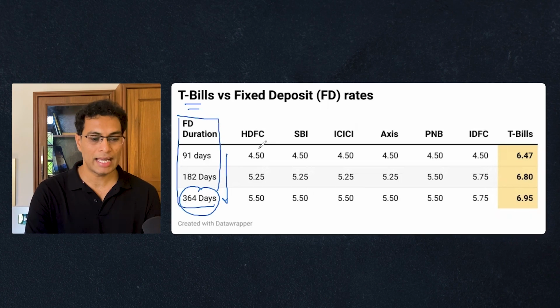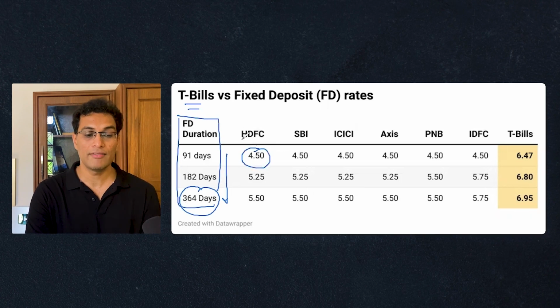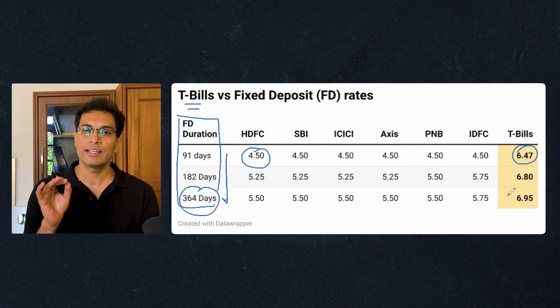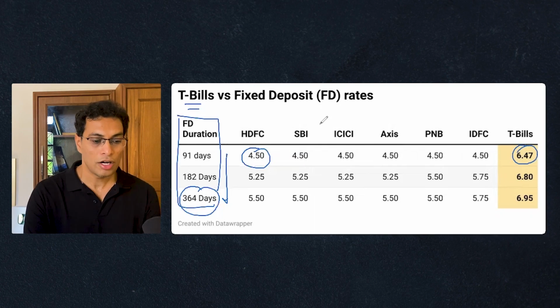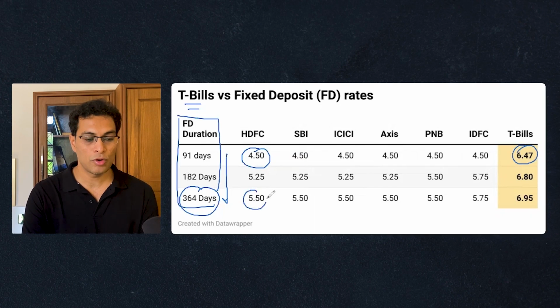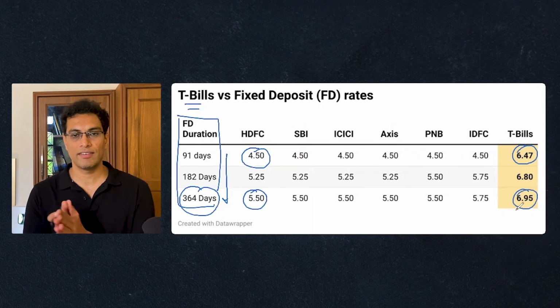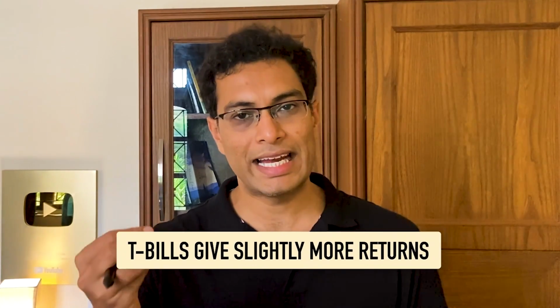At that point in time, a 91-day HDFC FD was giving you 4.5% return, but the T-bill was giving roughly 6.5% yearly return. On the flip side, if you do a 364-day FD, then you got 5.5%, and here you got roughly 7%. So the difference in return is the first key difference between fixed deposits and T-bills. T-bills generally give slightly higher returns.